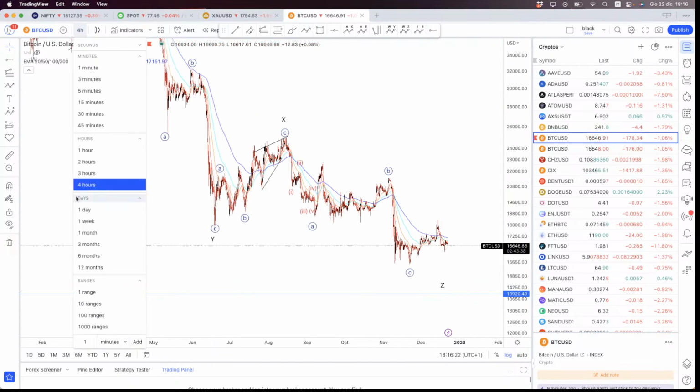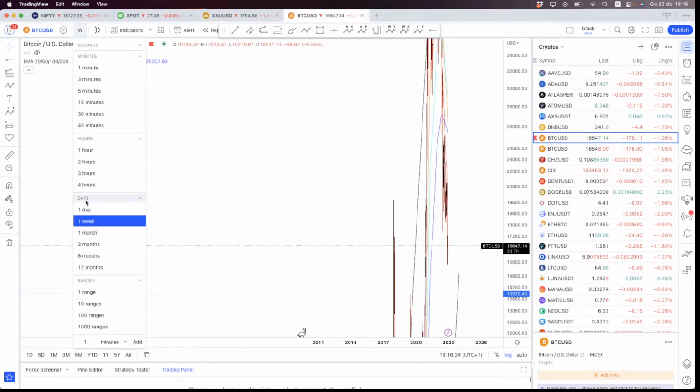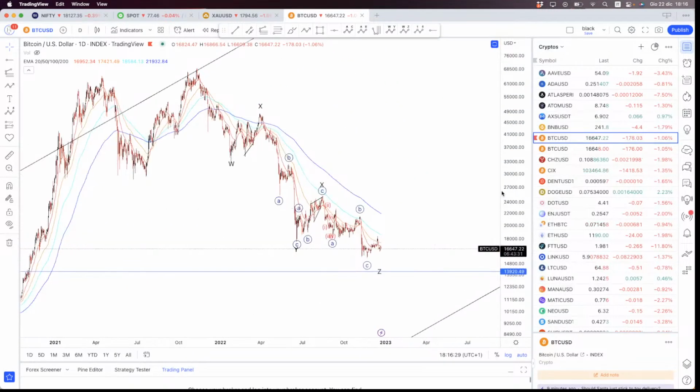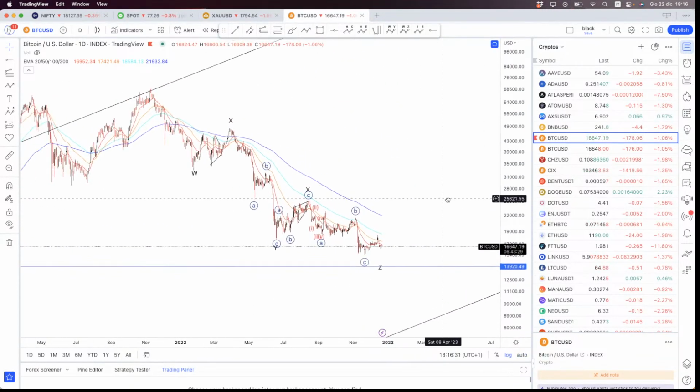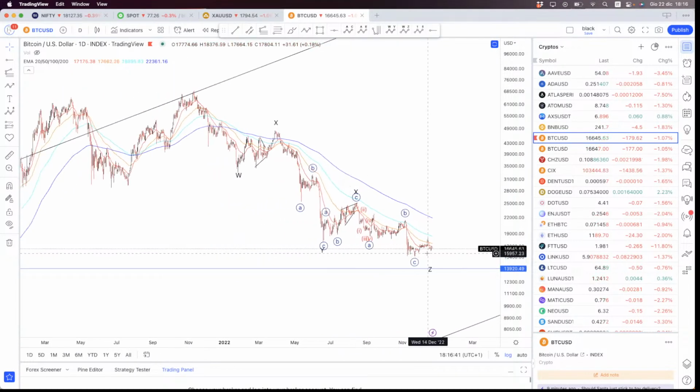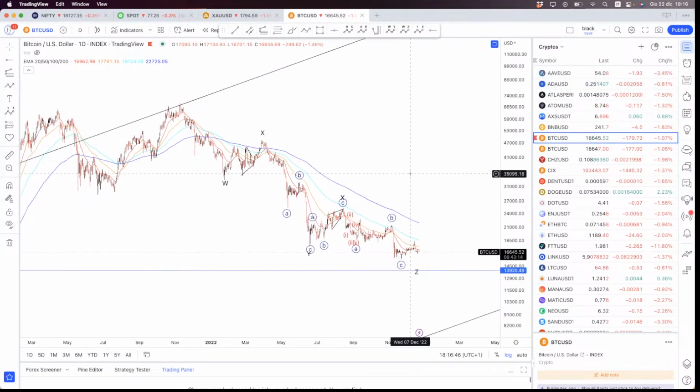Yeah, I'm a bit confused by how this downside is unfolding, to be completely honest. But yeah, I'm not sure what to expect. I guess we'll find out. But yeah, downside for sure. I can see further downside happening.